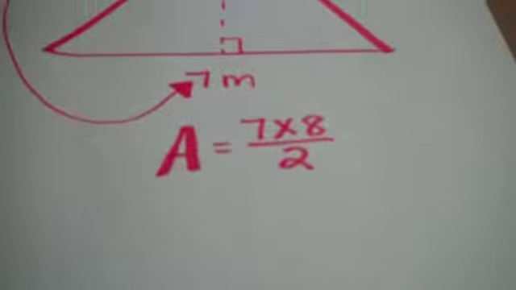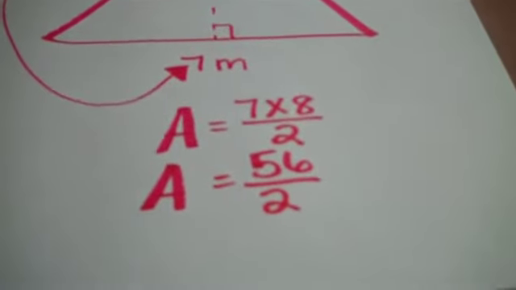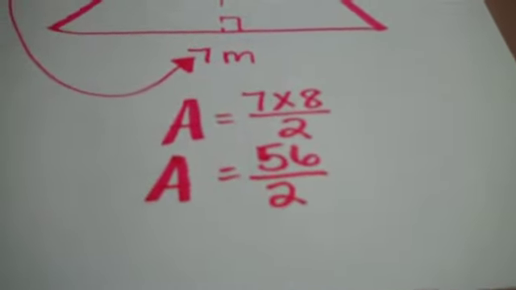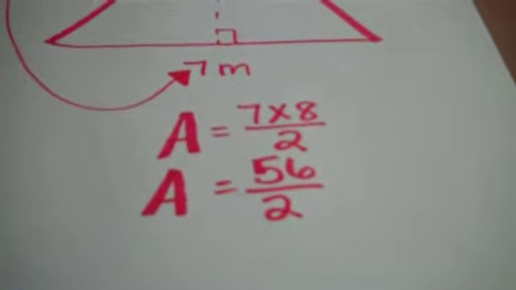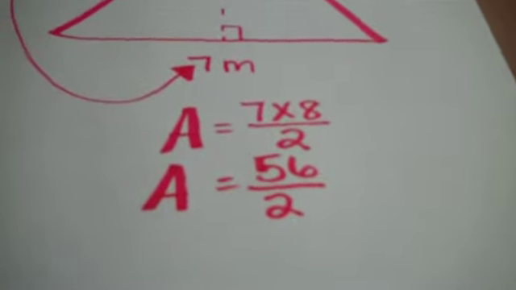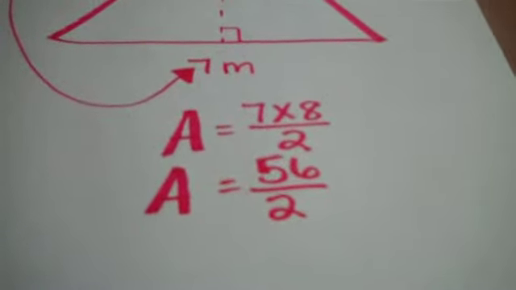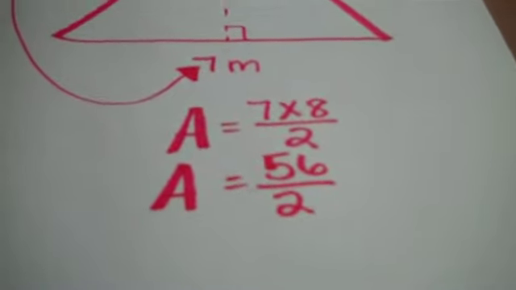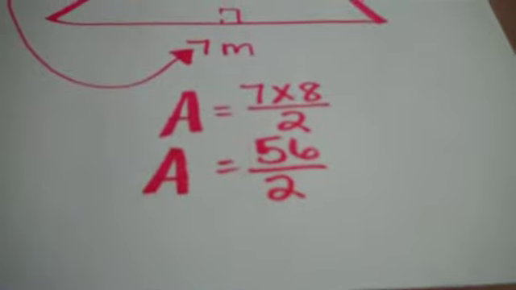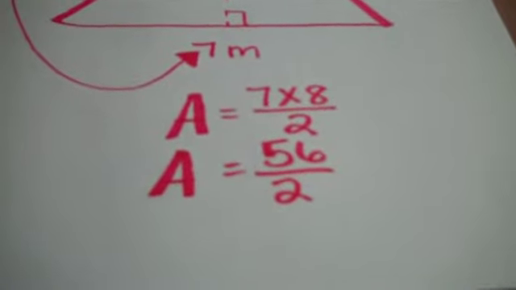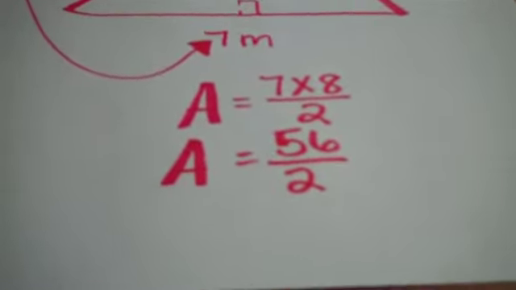My second step is going to look like this. A equals 56 divided by 2. 56 comes from 7 times 8. 7 times 8 is 56. I'm going to put this number over 2 because I haven't used my 2 yet, as I haven't done any dividing yet. My third and final step will be to write my answer. 56 divided by 2. It's going to look like this.